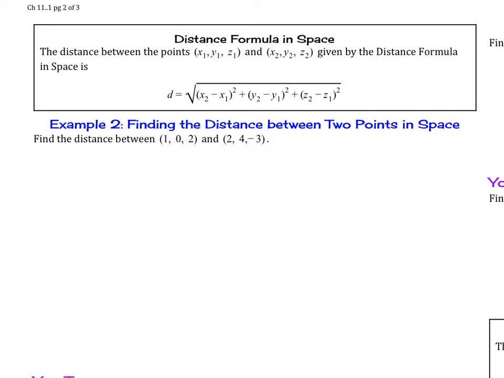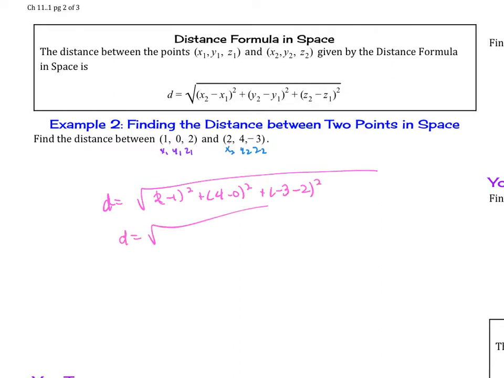So example 2, let's find the distance between the 2 points in space using this distance formula. And so, you could, if you needed to, label each point just to help you out. And then so let's find the distance. So the distance equals the square root of 2 minus 1 squared plus 4 minus 0 squared plus -3 minus 2 squared. So the distance equals 1 squared plus 4 squared plus -5 squared, so this is the square root of 1 plus 16 plus 25, which is the square root of 42.